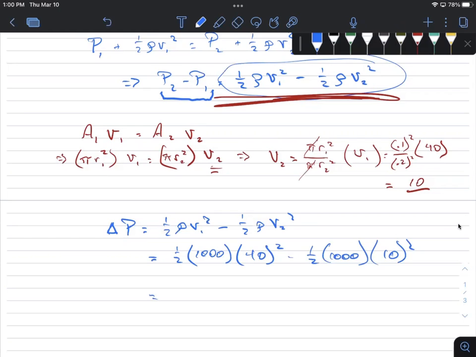Now I could get my calculator out and plug everything in. And so let's see, what do I get? I get that delta P is 750,000 pascals. And usually these numbers are going to be kind of big. So if you like to use scientific notation, that's fine. Go ahead and use it. It's 7.5 times 10 to the 5th pascals.